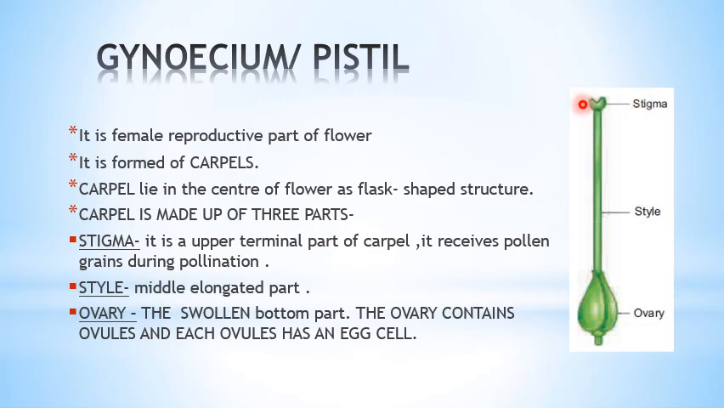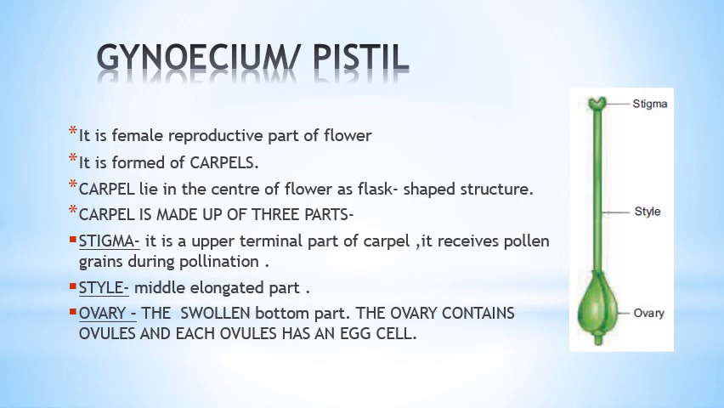pollination, because the stigma is sticky and the pollen will fall on it. From the stigma, the pollen tube develops from the pollen grain and passes to the middle elongated part, that is the style, and reaches the swollen bottom part, that is the ovary, which contains the ovules, and each ovule has an egg. So fertilization takes place there when the pollen tube along with the male gamete reaches the ovary where the egg cell, or the female gamete, is present.